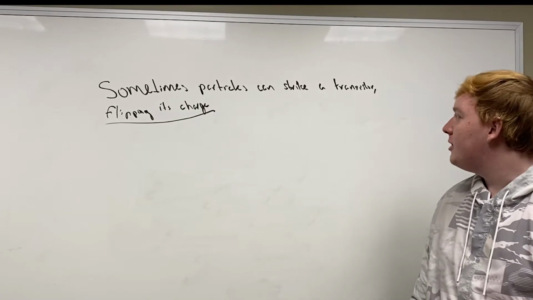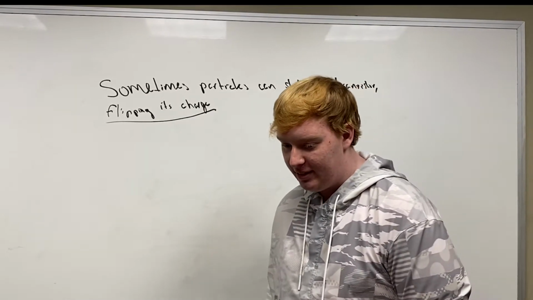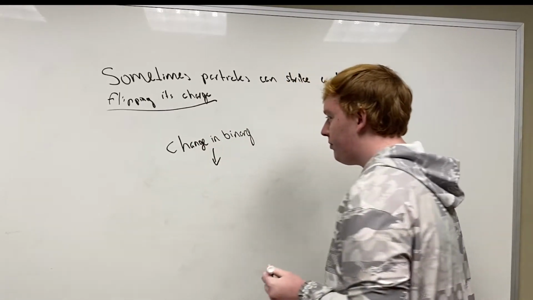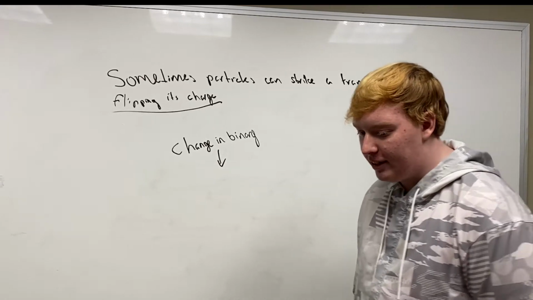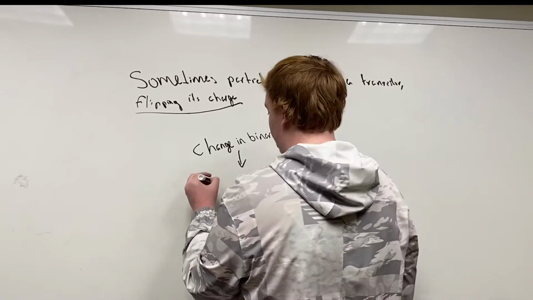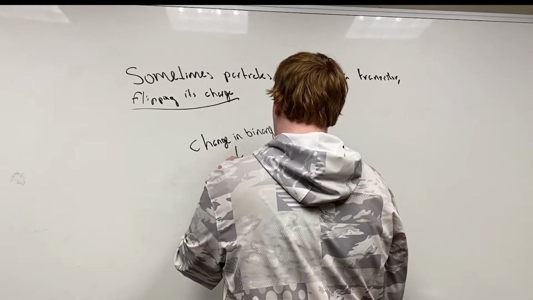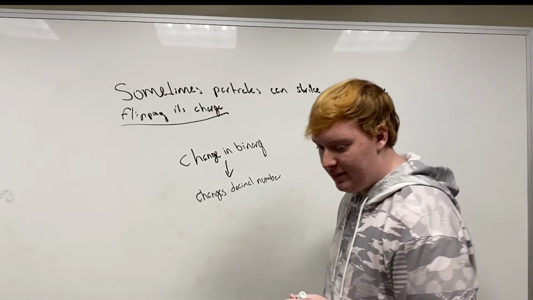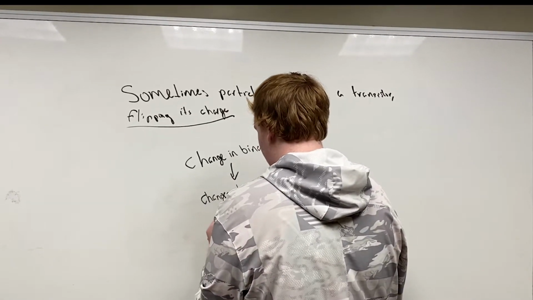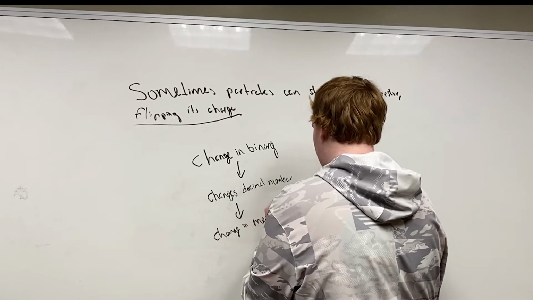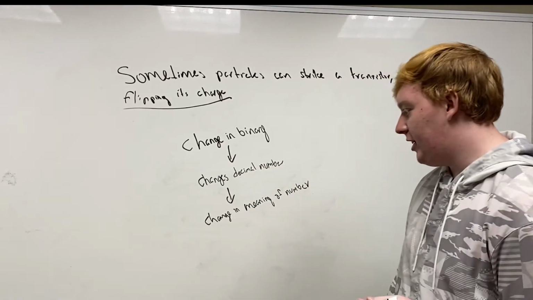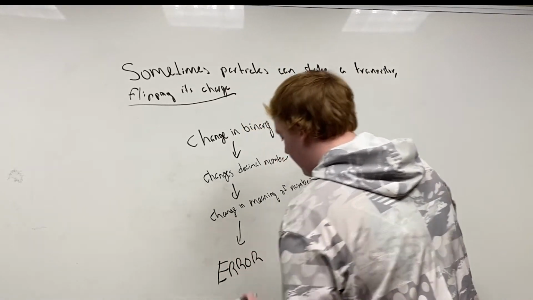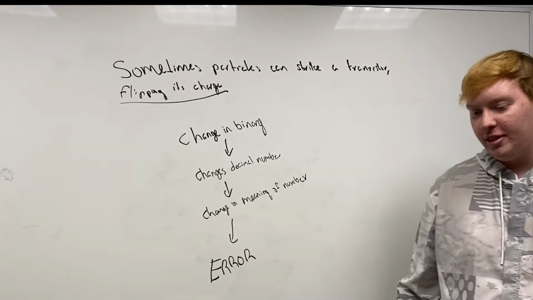Sometimes particles can strike a transistor, flipping its charge. This causes a change in binary. This then leads to a change in the decimal number. Which causes a change in the meaning of the number. Which causes a big error for the computer.